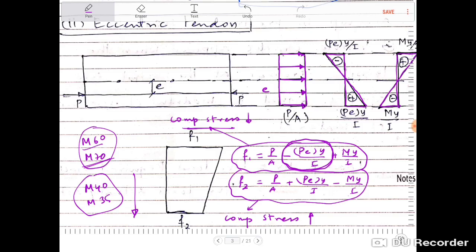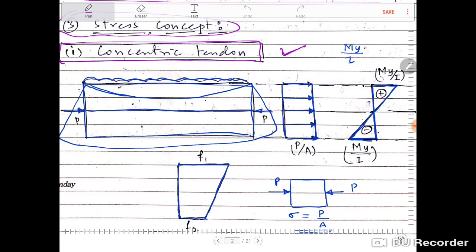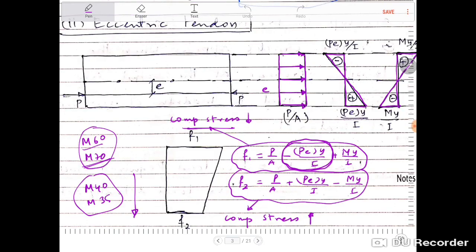So therefore you will have the grade more than M30 always. Second, it is increasing the compressive stress at the bottom. Now here there is a danger that this F2 value may become tensile like this, okay. It may become tensile, and we don't want that. And in order to ensure that this bottom fiber always remains in compression, we need to supply more compressive stress at the bottom, and that is what eccentricity has done for us.